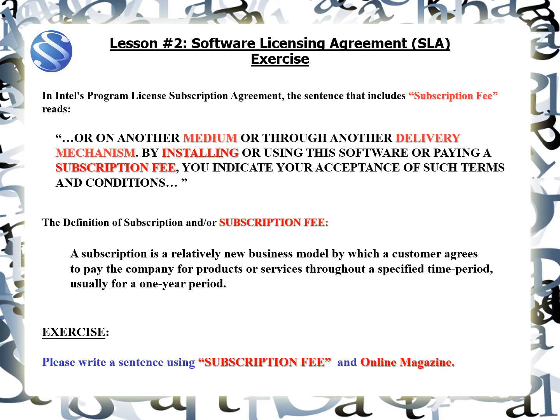and conditions." The definition of subscription and/or subscription fee is: a subscription is a relatively new business model by which a customer agrees to pay the company for products or services throughout a specified time period, usually for a 1-year period. The exercise for subscription fee is: please write a sentence using subscription fee and online magazine.